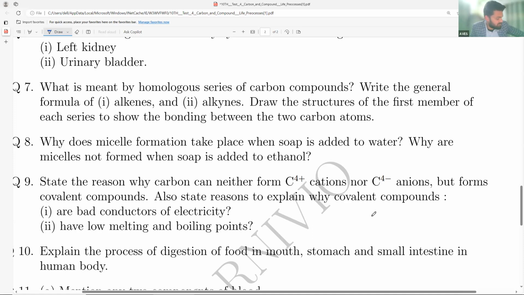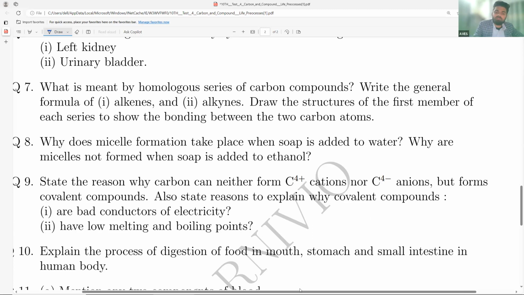Carbon cannot form C4 plus because the removal of 4 electrons will require a large amount of energy, which is not possible. And carbon cannot form C4 minus ion, as it would be difficult for the nucleus with 6 protons to hold onto 10 electrons. So therefore, carbon can form neither. Very good, very good, very good.